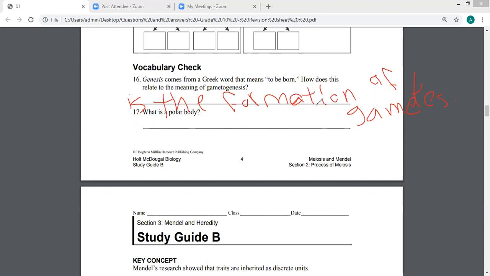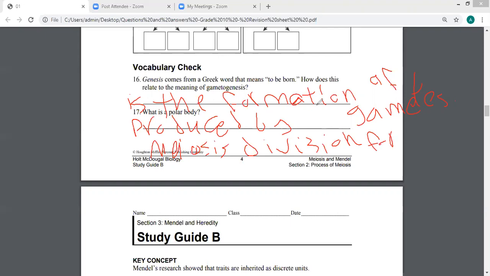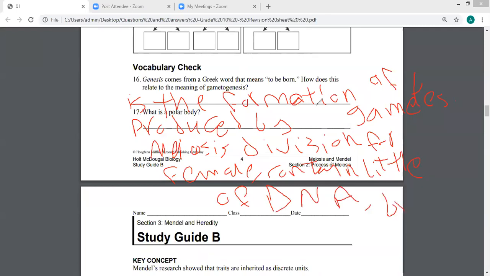Okay, what is the polar body? Polar body, we explained it. Polar body is produced by meiosis division for female, contains little DNA, and is broken down. That is the meaning of polar body.